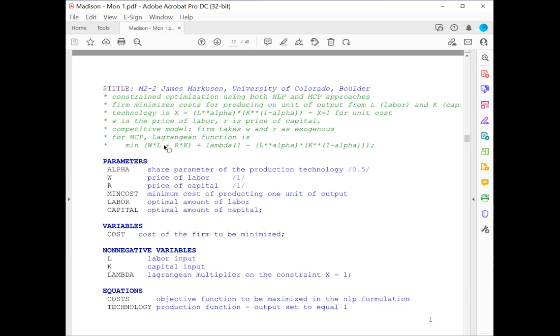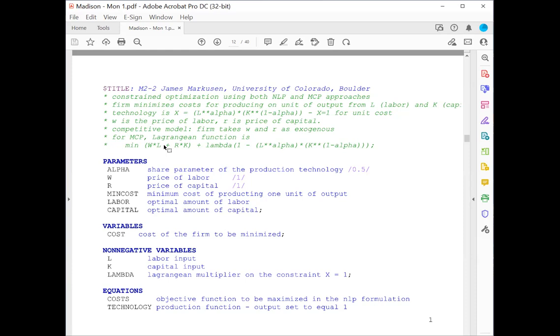W is labor price, R is capital price. So the parameters of this model are alpha, that's this exponent, this concavity parameter, or share parameter, rather, in this case, between the two factors of production. W and R are prices. Min cost is the minimum cost of 1 unit of output. Labor and capital are the optimal amounts of labor and capital.